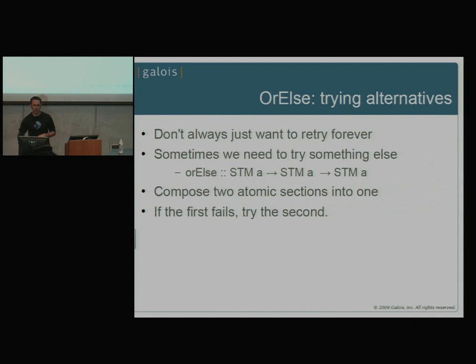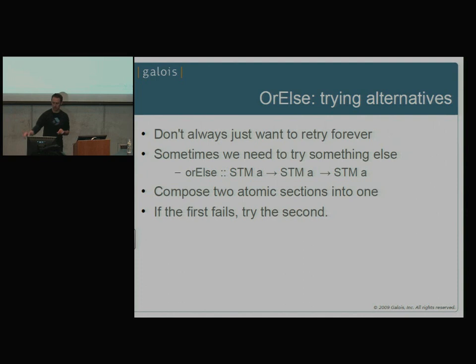orElse is really cool, and this is unique to Haskell. It lets you combine chunks of atomic code into larger units that are still atomic. They still have the same properties. Sometimes, for example, we don't want to just retry if we can't transfer the balance from one account to another. We want to stop and generate an error or something like that. So orElse lets us say, check this or check do some other thing.